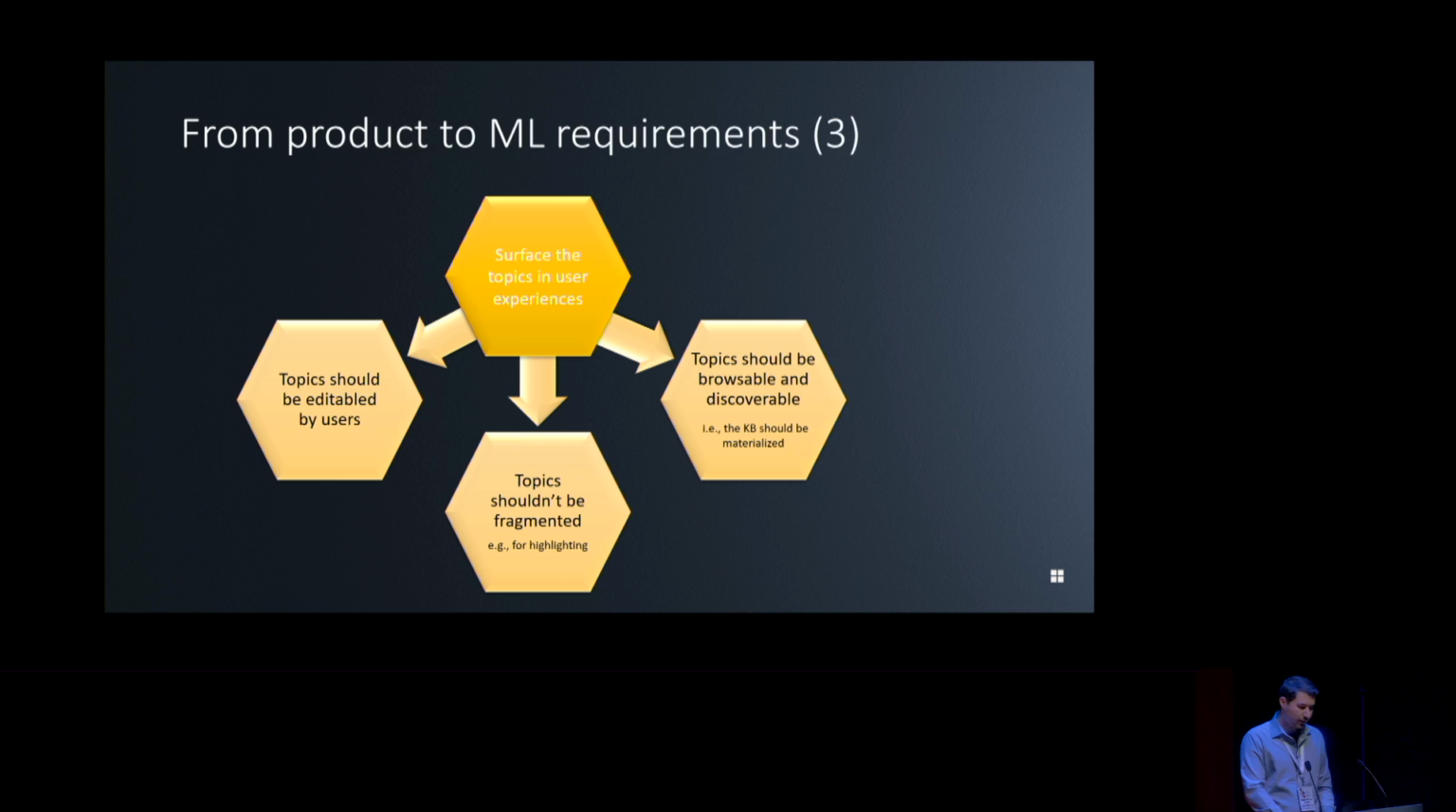And finally, it's worth pointing out that the knowledge graph that we construct has to be materialized, is the term, because users have to be able to browse it. They have to be able to discover topics. So it has to be actually all there.